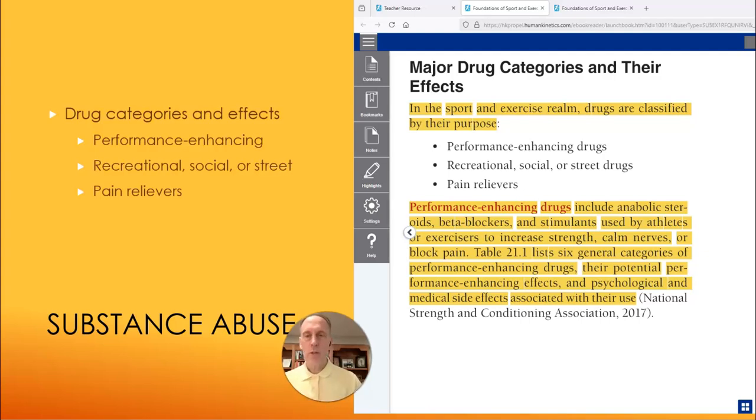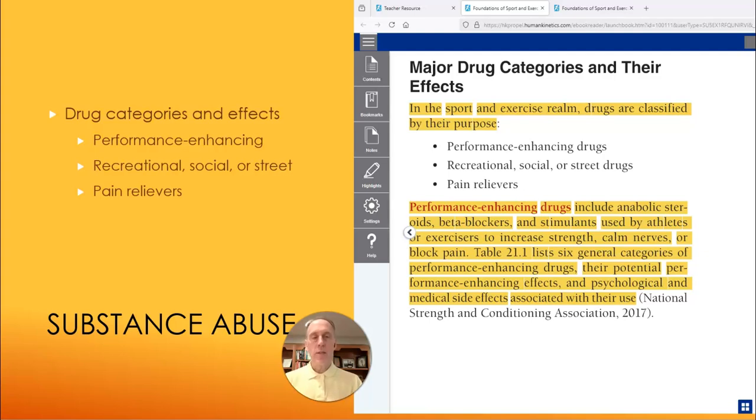Performance enhancing drugs be one of them. Recreational, social, or street drugs is or are another. And then pain relievers is the third main one. And I kind of talked fluidly back and forth in the last presentation regarding how some recreational drugs are used for social, and some of those drugs are also used for abatement of pain.